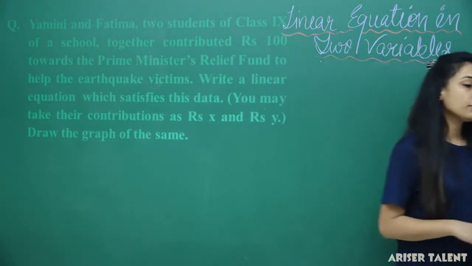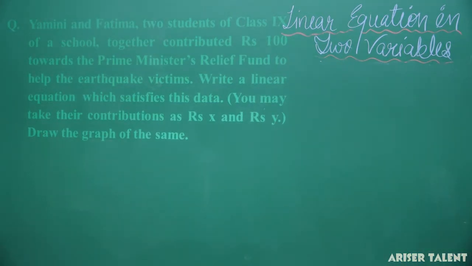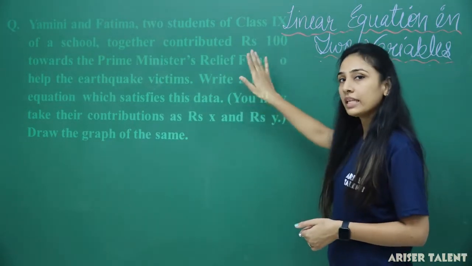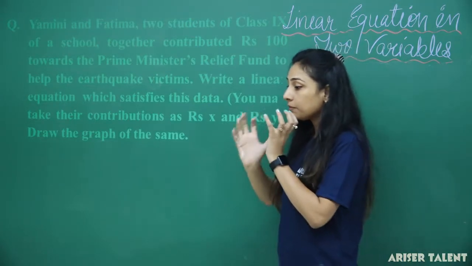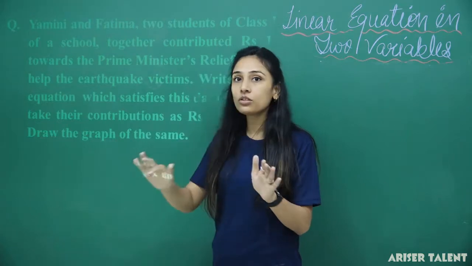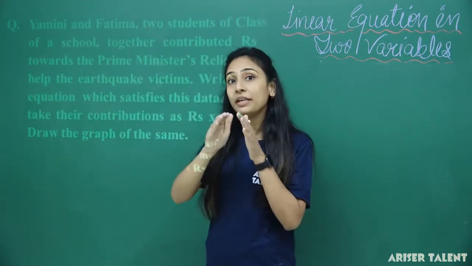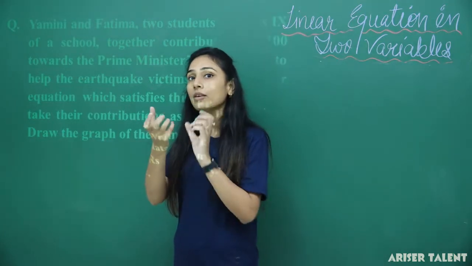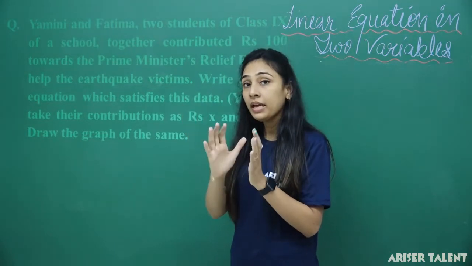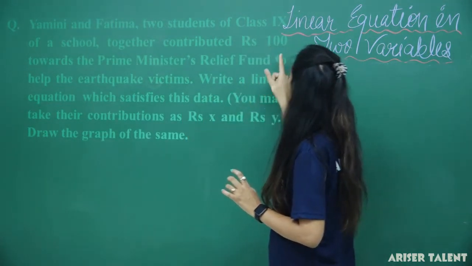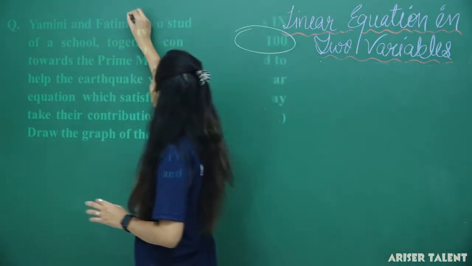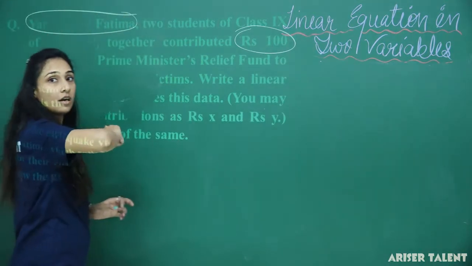Now students, is your question not complete here, or is it? Yes, I have missed this: rupees 100. Okay, so they gave rupees 100 in total. How much money Yamini individually gave is not known. How much money Fatima individually gave is not known. But the combined money of Fatima and Yamini is known to us, and this is rupees 100.